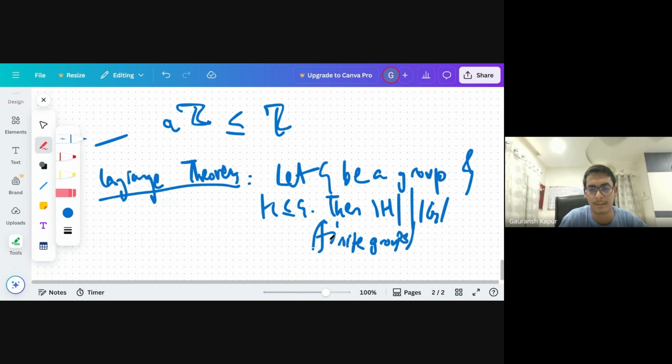But for infinite groups, you can't talk about size that way. So yeah, this is Lagrange's theorem, which states that if G is a group and H is a subgroup, then the number of elements in H must divide the number of elements of G. Okay.